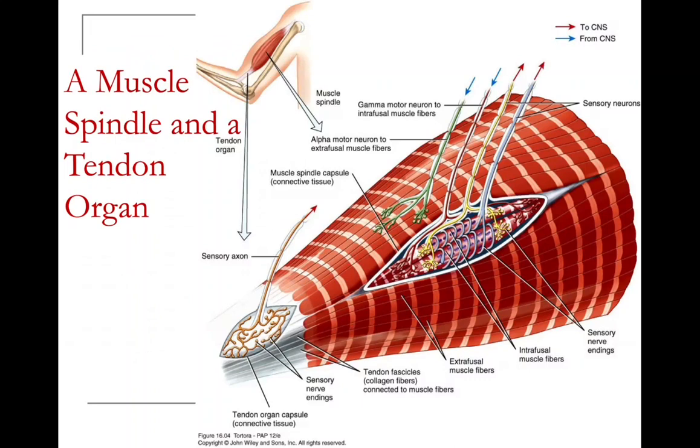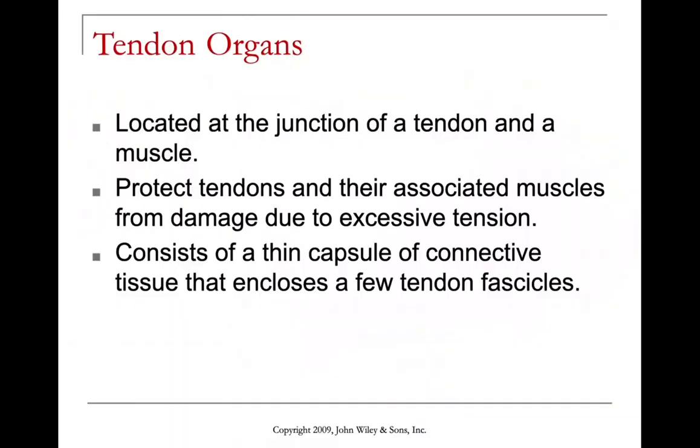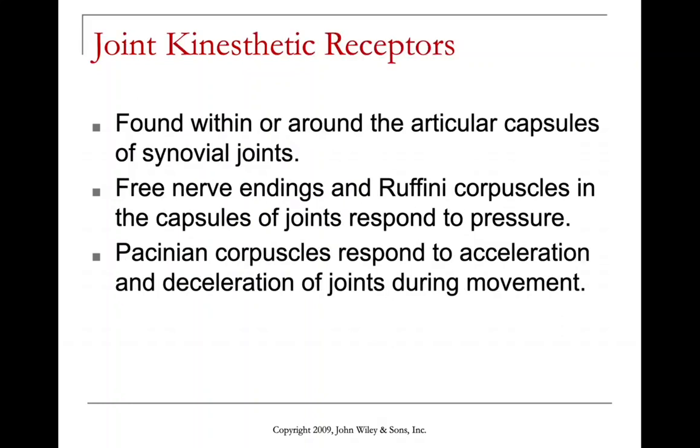So this is showing a muscle spindle and tendon organ. Tendon organs are located at the junction of a tendon and a muscle. They protect the tendons and their associated muscle from damage due to excessive tension. They have a thin capsule of connective tissue that encloses a few tendon fascicles.